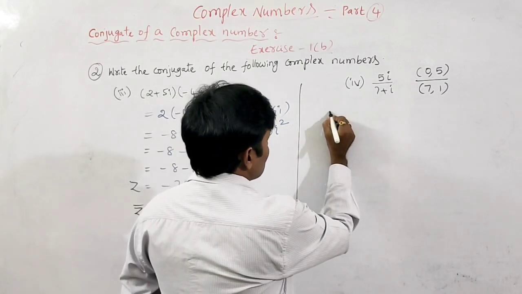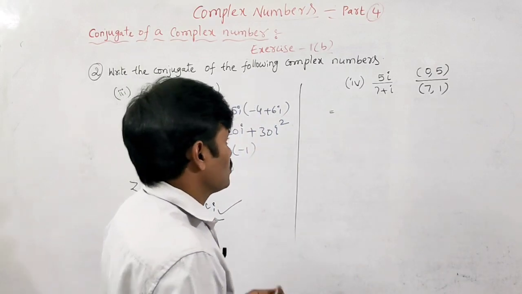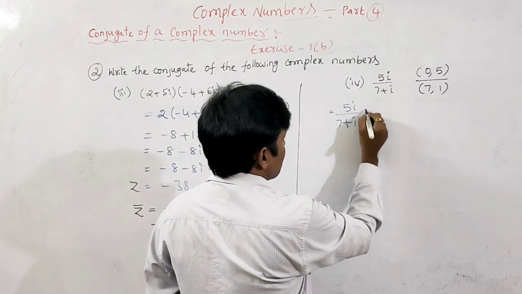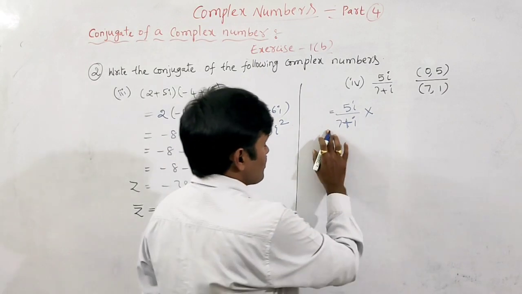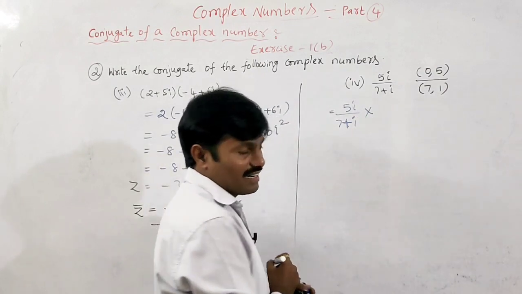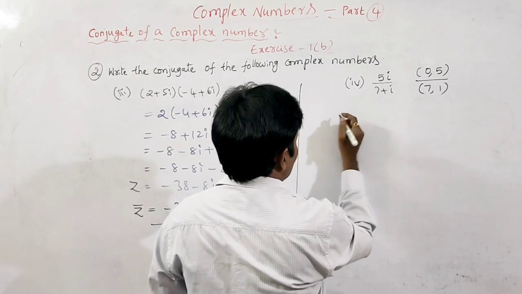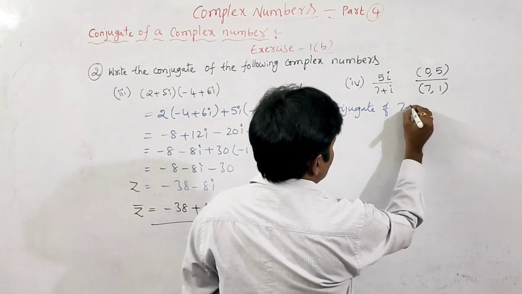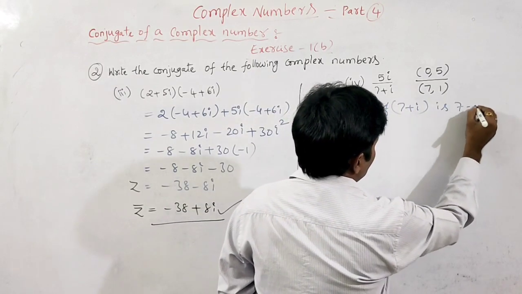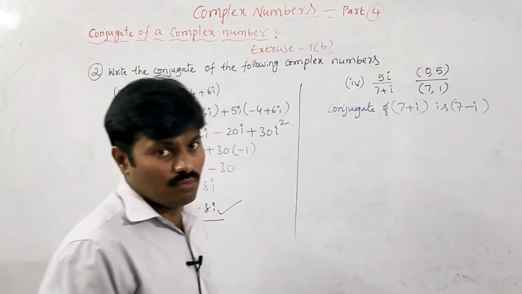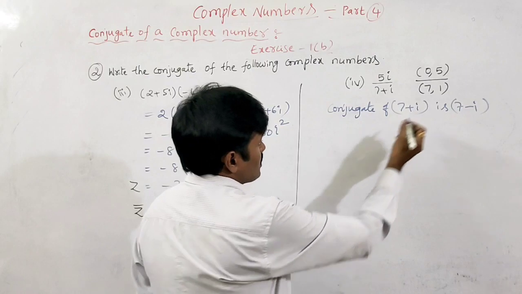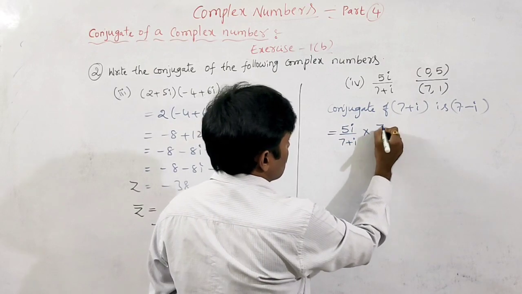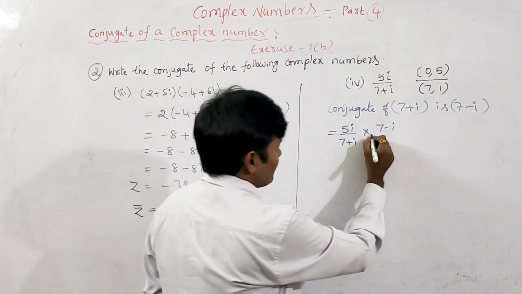See, 5i by 7 plus i. What is the conjugate of 7 plus i? That is 7 minus i. Okay, so the conjugate of 7 plus i is 7 minus i. So multiply both numerator and denominator by 7 minus i. So this can be written as 5i by 7 plus i into 7 minus i by 7 minus i.